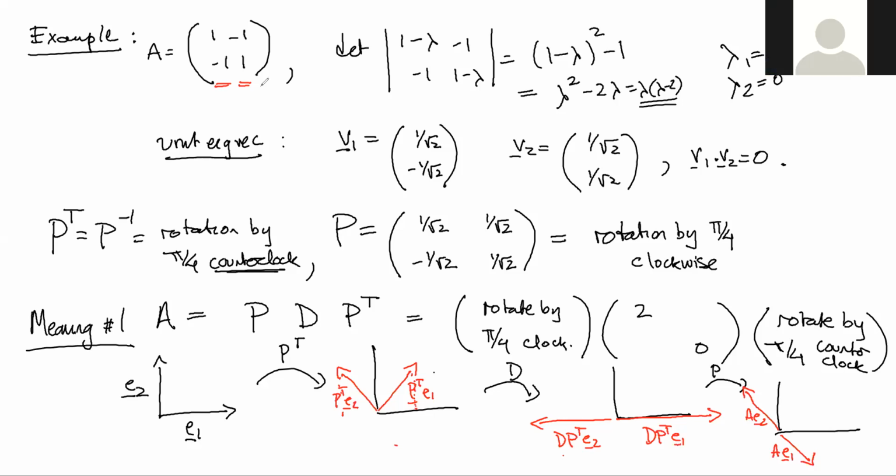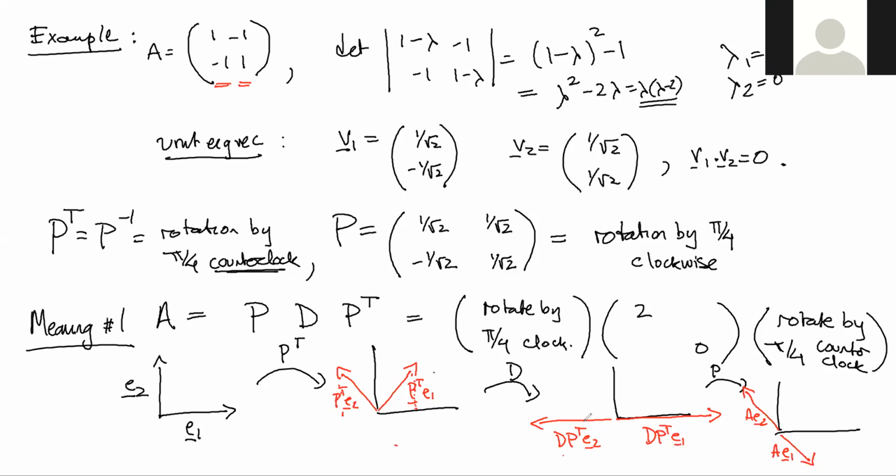Wait, the eigenvalue is 0. I'm just a bit confused. Why won't the E2 disappear? Well, no, because remember, I'm applying D to P transpose E2. I'm not applying it to E2. So it gets flattened like this, but it doesn't disappear.